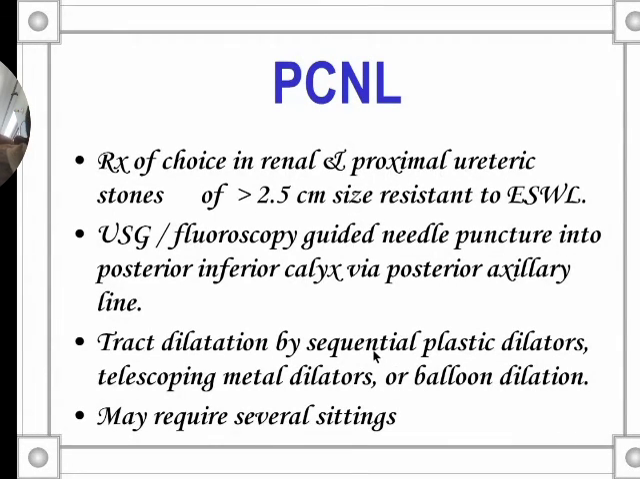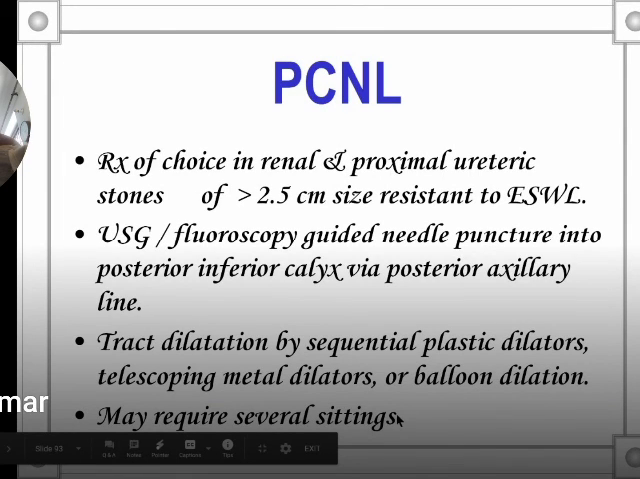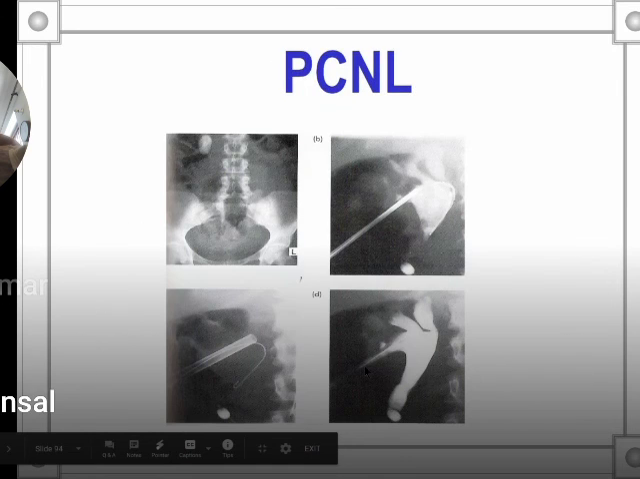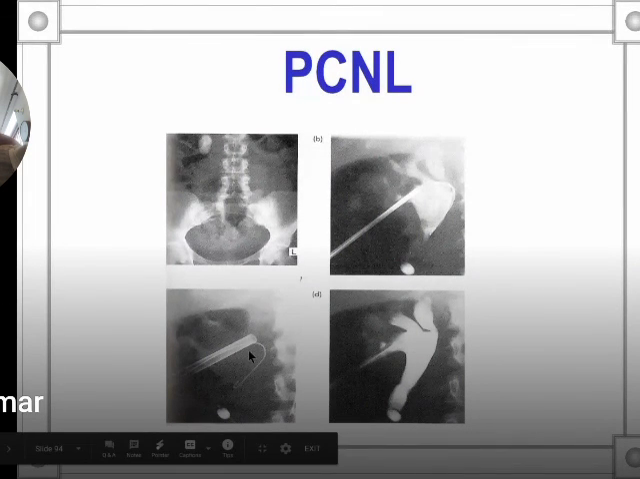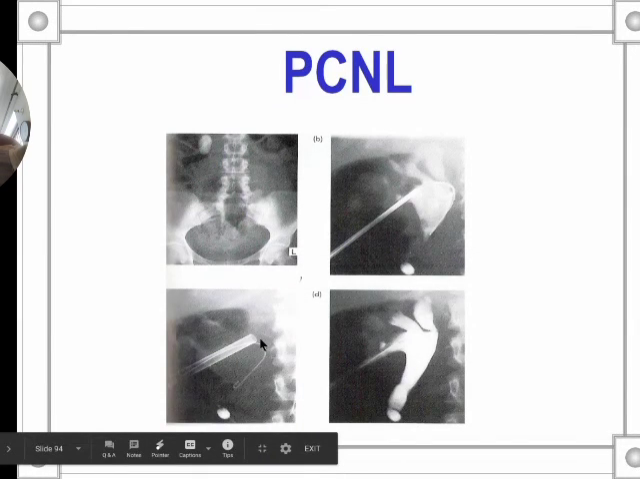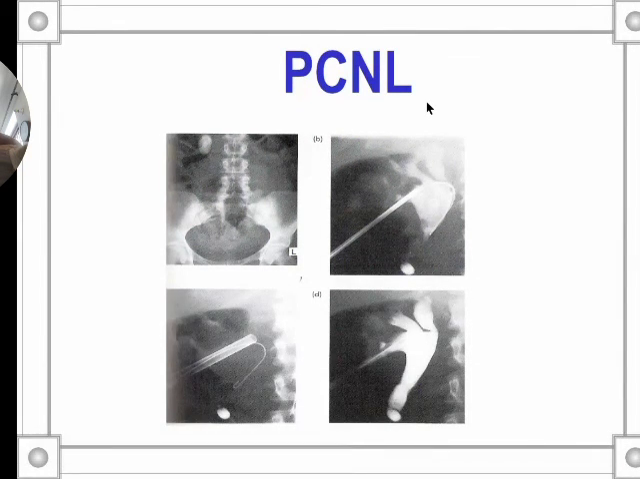You enter the posterior inferior calyx. Then with the dilators, you dilate this tract, and through those dilators you put your telescope, the Amplatz dilator, and then you dilate with the balloon dilatation. This may require several settings, and then you enter. This is the stone. With the puncture, you enter there, and with this nephroscope, you can remove this stone. You can put the lithotripter there and break the stone, and with the grasper, you can remove the stones. So this is how you do percutaneous nephrolithotomy.